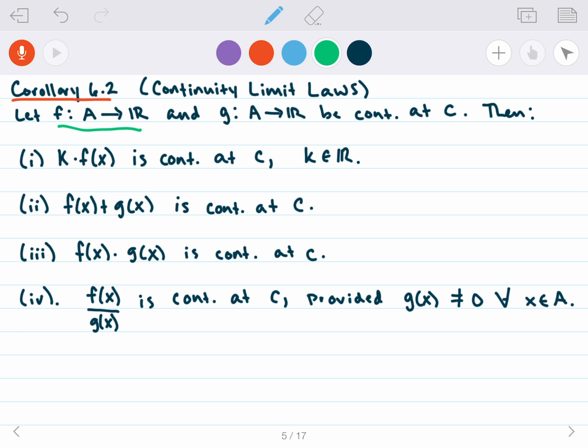So we have a function from A to R, another function, and these functions are both continuous at c. And I think you guys know from Calc 1 that these are all true. If you have a scalar, a number k in your reals, then k times f of x is going to be continuous at c as well. The sum of those continuous functions is also continuous. The product, and when you divide, that's also continuous, provided that you don't have a 0 in the denominator. Okay.